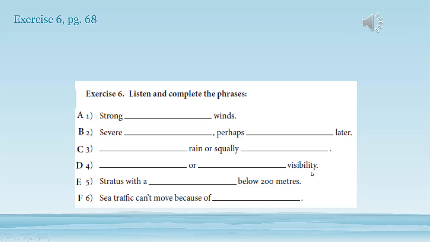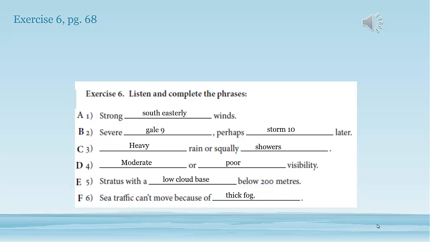Level 1, Unit 4A, Vocabulary. A. Strong southeasterly winds. B. Severe gale 9. Perhaps storm 10 later. C. Heavy rain or squally showers. D. Moderate or poor visibility. E. Stratus with low cloud base below 200 meters. F. Sea traffic can't move because of thick fog.